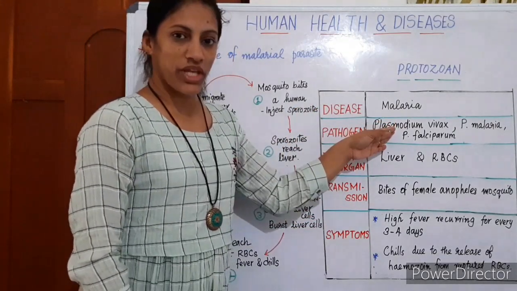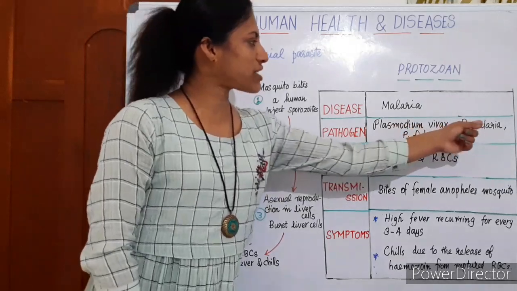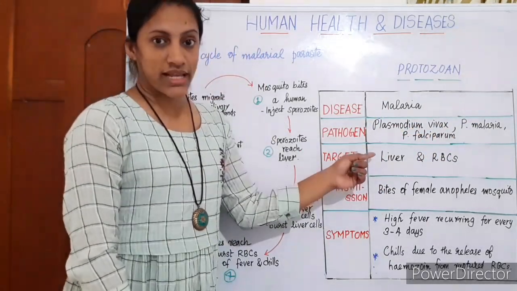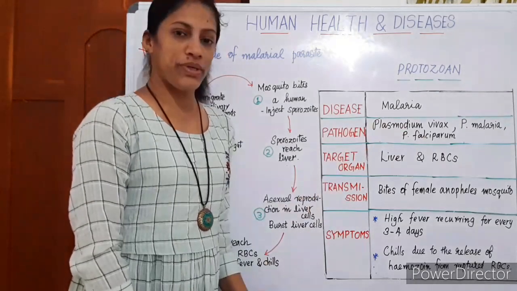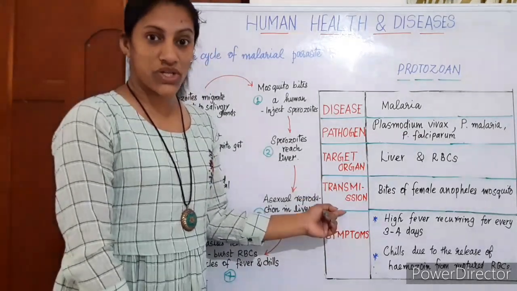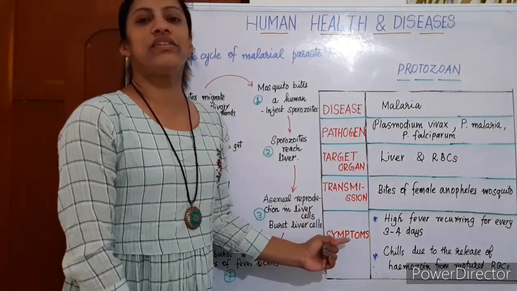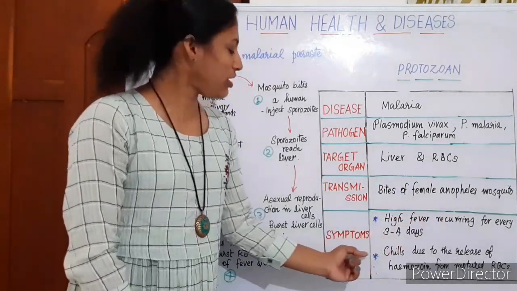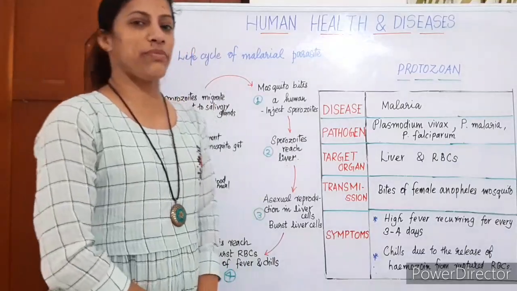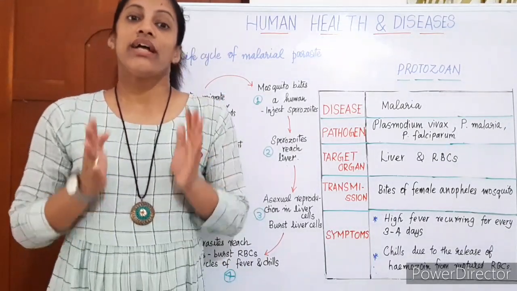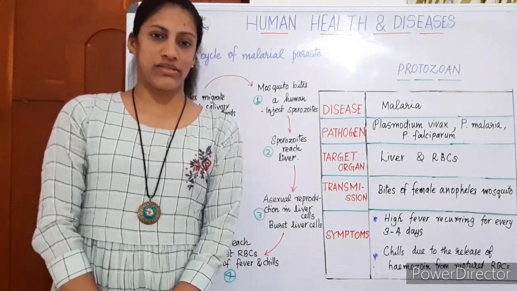So just have a look at the pathogen. Name is Plasmodium. 3 common species are vivax, malariae, and falciparum, and the target cells are liver cells and RBCs. Then transmission is through the bites of the female Anopheles mosquito. The major symptoms are high recurring fever, then chills due to hemozoin release. Then you have in detail the life cycle of the malarial parasite.